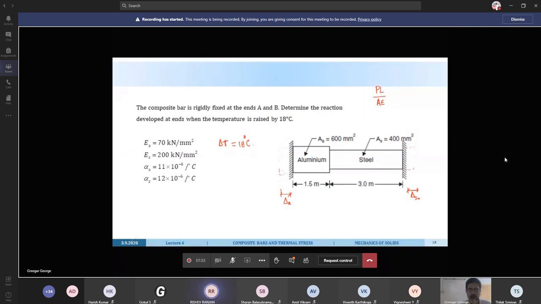So we know the tensile load is equal to sigma into A. Okay, that is some sort of expression for load. Sir, your voice is not audible. Yeah, I got your point. Like P equals sigma into A. Yes, sir. So we can equate both sigmas to each other. No. PL by AE equals delta L. Determine the reaction developed at the ends.